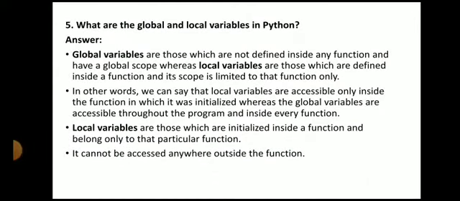Next question, what are the global and local variables in Python? The answer is global variables are those which are not defined inside any function and have global scope, whereas local variables are those which are defined inside a function and its scope is limited to that function only. In other words, we can say that local variables are accessible only inside the function in which they were initialized, whereas global variables are accessible throughout the program and inside every function. Local variables are those which are initialized inside a function and belong only to that particular function. They cannot be accessed anywhere outside the function.